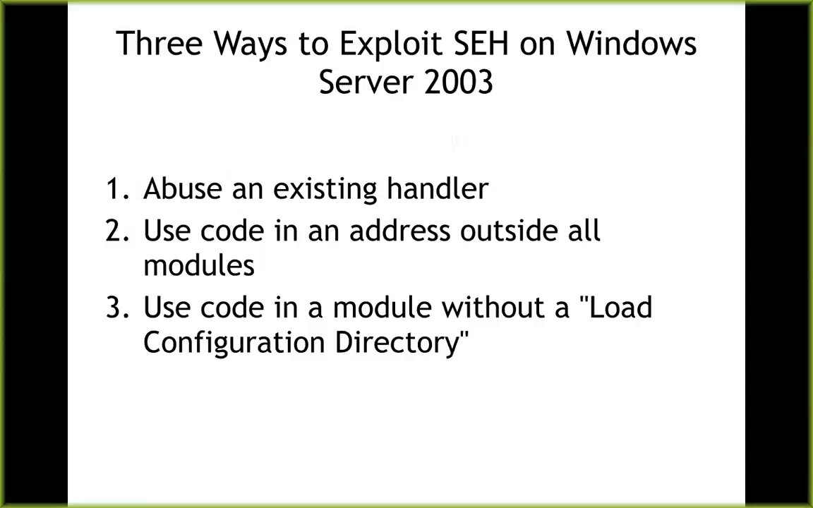Anyway, so here are the ways to exploit the structured exception handler on Windows Server. You can just take an existing handler and trick it into running your code. If you can find some code you control in there, you can use code in an address outside all modules. If you can find code like that and trust it, or you can find a module that doesn't have a load configuration directory, then it will regard jumping anywhere in that module as valid. What is the load configuration? Just some kind of structure that you're supposed to have in an exception handler, and apparently some processes don't have it.